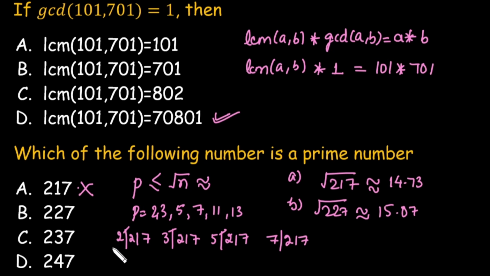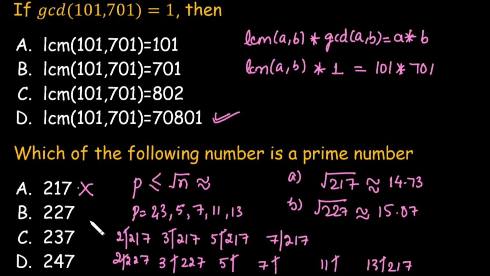Check for the second case. Whether 2 divides 227? No. Whether 3 divides 227? Clearly not. 5? Not. 7? No. 11? No. 13? No. So none of these numbers is dividing 227. It means it is clearly a prime number.